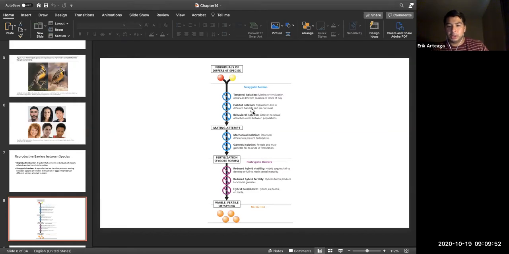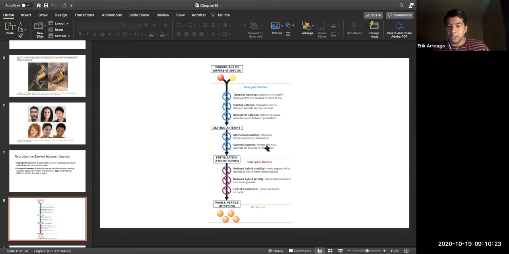Habitat isolation. So again, differences in where the organism lives. Behavioral isolation, right? We have courting rituals. So there's prezygotic rituals associated with birds, right? If one bird species does a different dance than the other, they might not be attracted to each other. Okay. So mating attempt, mechanical isolation. So structural differences prevent fertilization. So maybe their genitalia does not fit right together.